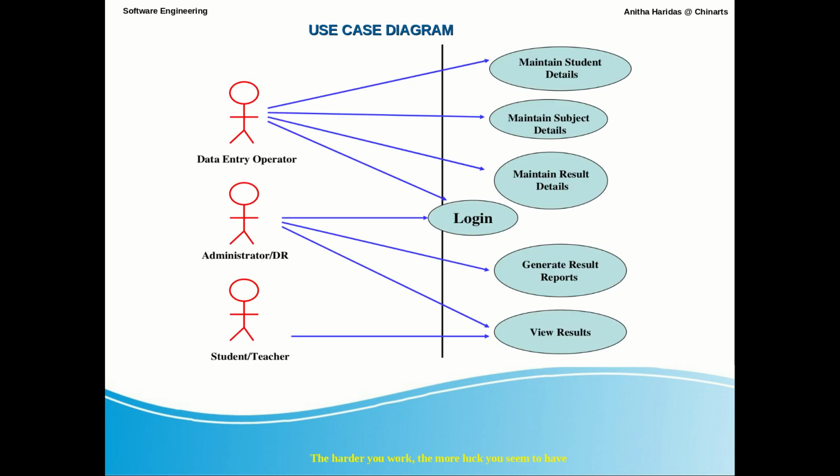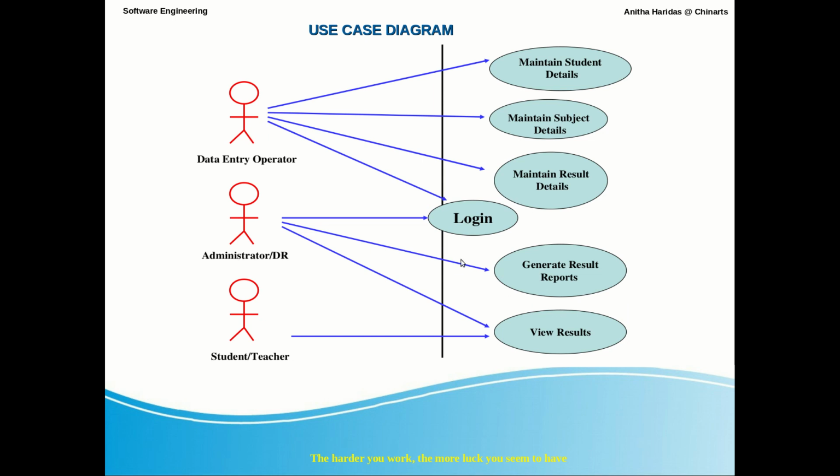Now this is a sample use case diagram. You can see here I have three actors specified. One is a data entry operator, the second one is administrator, and the third one is a student or a teacher. And you have some use cases also designed here. So these are the actors, the first component of the use case, and these are the use cases, the second component of the use case. The actor describes who and the use cases describe what.